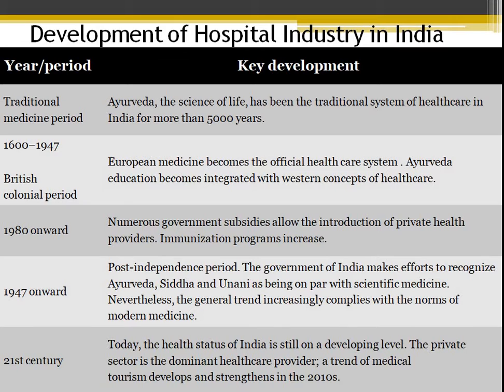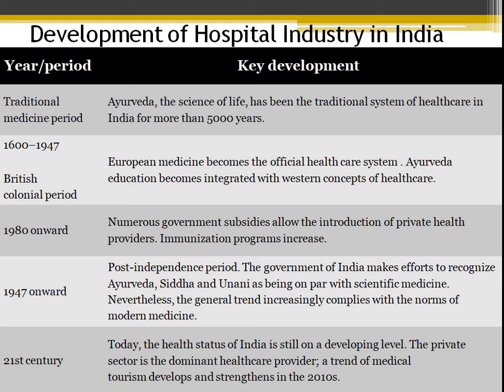Next comes the period between 1600 and 1947, which we call the British colonial period, when the East India Company was established and European medicine started to overtake our Ayurvedic medicine. However, Ayurveda also became integrated with Western concepts of healthcare. Next comes the period of 1980 onwards. This was the time when the government gave subsidies, started immunization programs, and private health providers also boomed. The next stage is about 1947 onward, after independence. In the post-independence period, the Government of India made efforts to recognize Ayurveda, Siddha and Unani, which were the classical medicinal practices of India. But however, the general tendency increased towards the norms of modern medicine, that is, Western medicine.